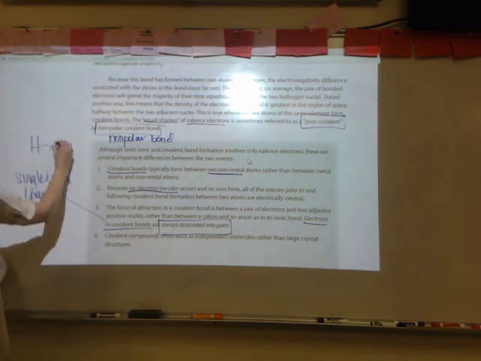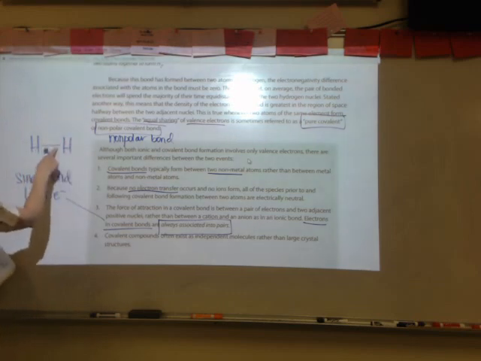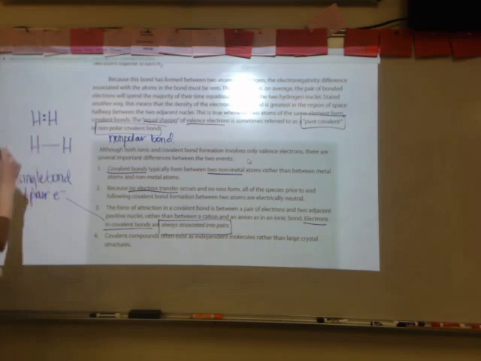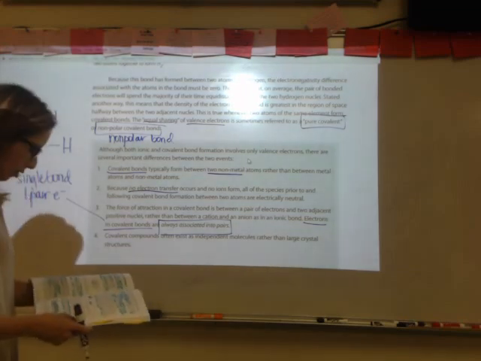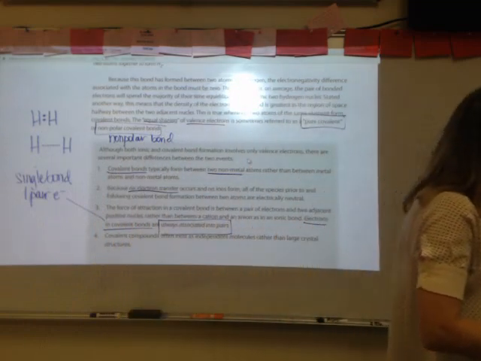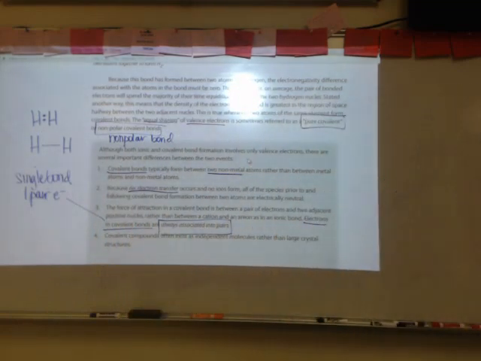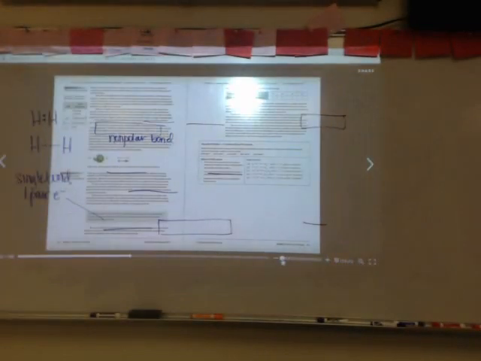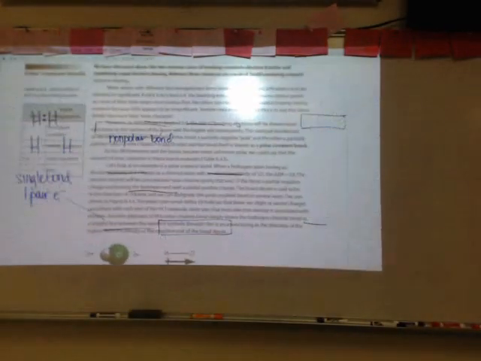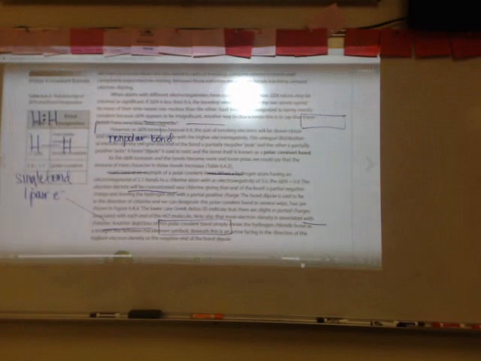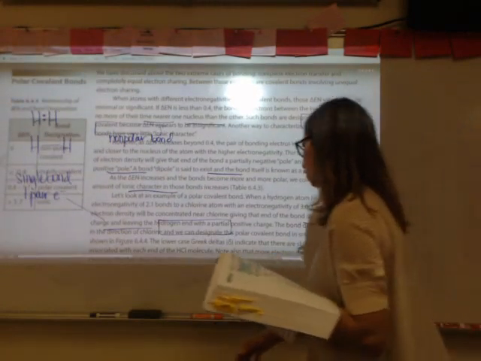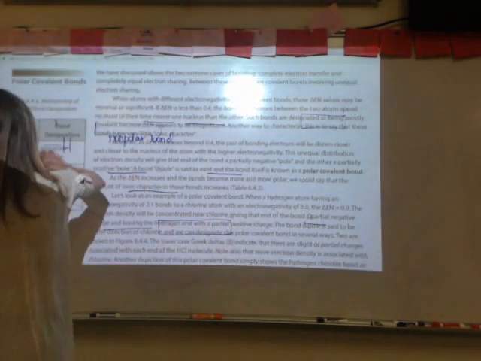This means if you have a single bond, it's going to be one pair of electrons. So I have something like this. This would be a single bond between two hydrogens, or you can have a pair of electrons like that representing a single bond. Covalent compounds often exist as independent molecules, rather than large crystal structures, okay? Now, if we go to the next page, we're going to get more in depth in talking about covalent bonds. They're a little more complicated than ionic bonds.